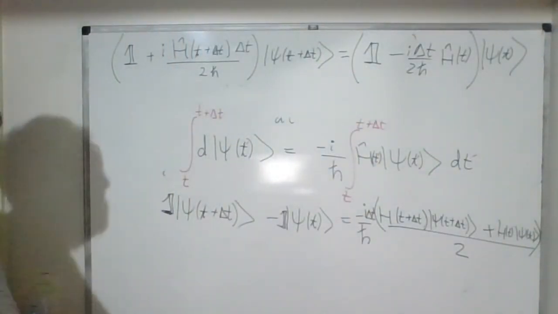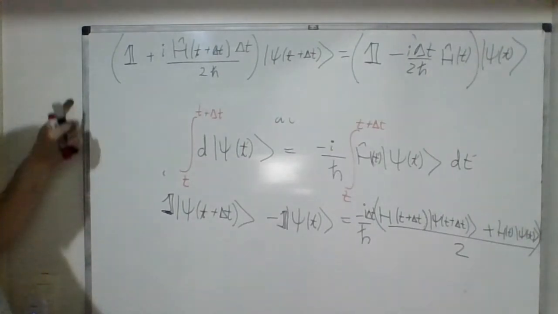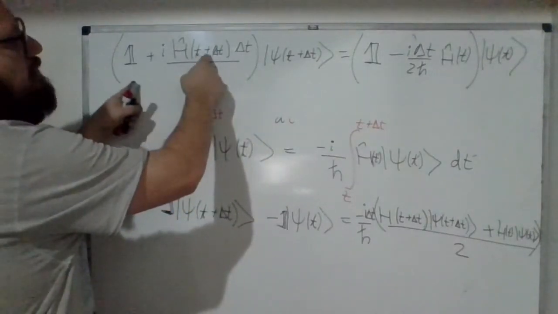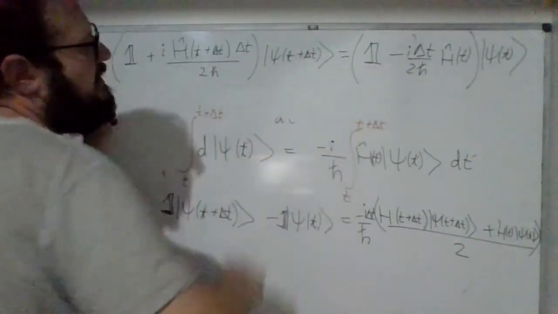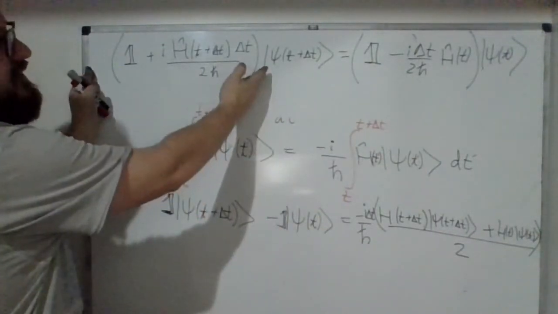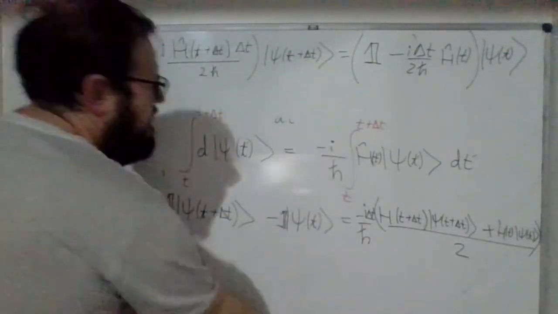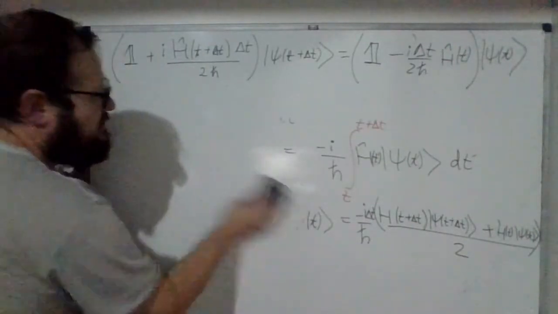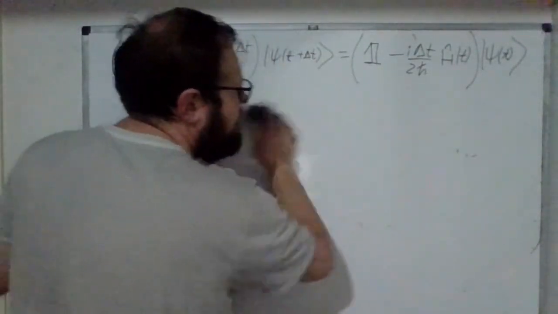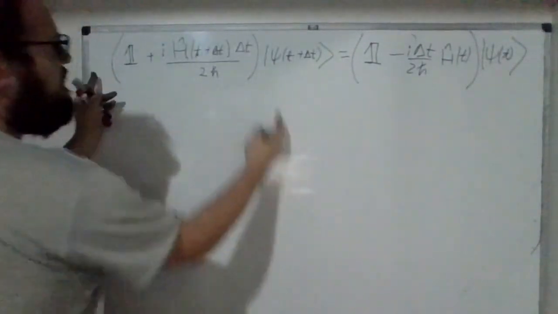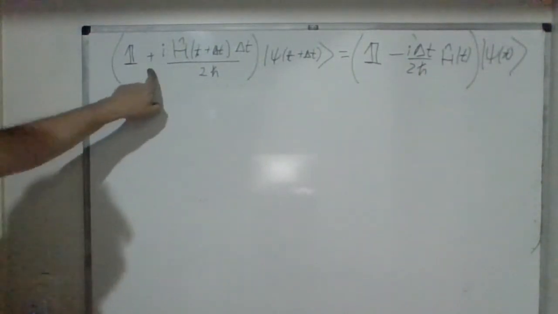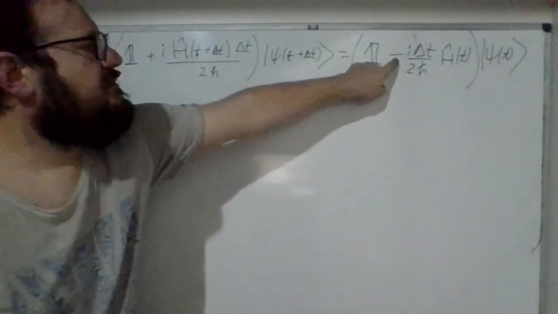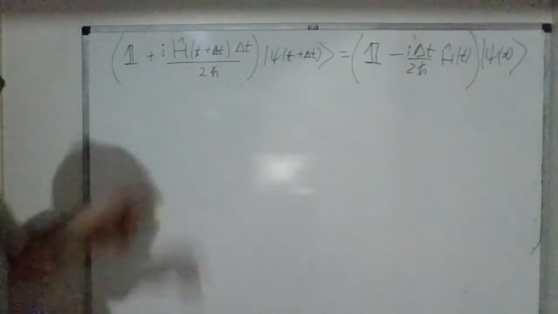But this is implicit because the Hamiltonian appears here and appears there. So we need to get rid of this term here, and we need to multiply, therefore, by the inverse matrix, both sides. Inverse of this factor here, notice this is different from that, because here we have a minus, here we have a plus sign.